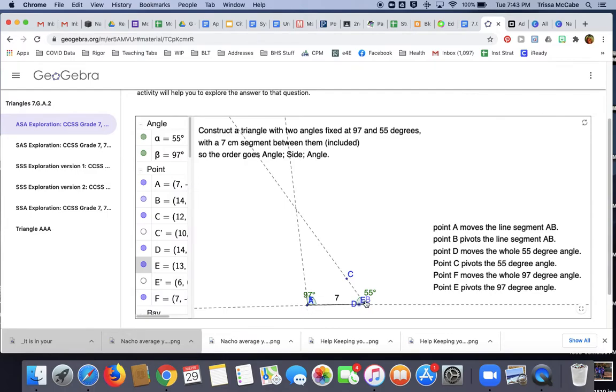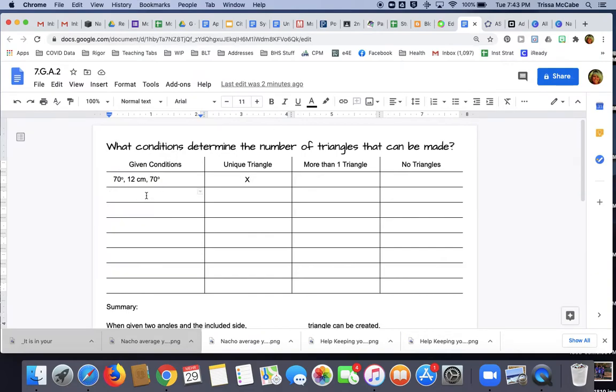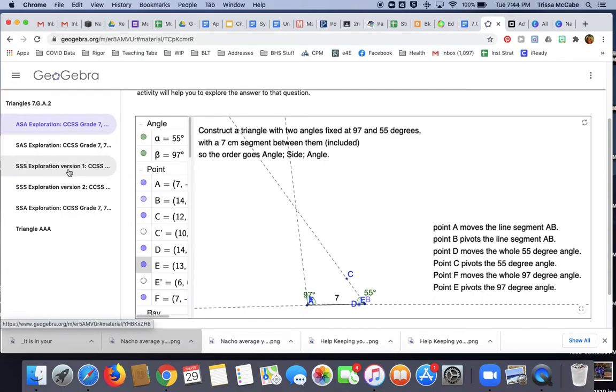I cannot make a different looking triangle if I'm going to have a 97 and a 55-degree angle on either side of a 7 centimeter segment. So let's go back to your chart in your ISN. I had a 97-degree angle, a 7 centimeter segment, and my other angle was 55 degrees. And when I drew this, I was able to come up with a unique triangle.